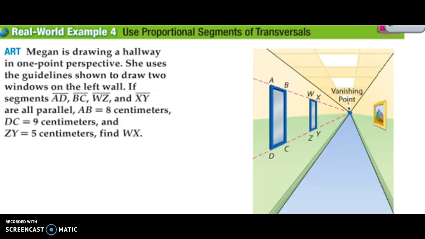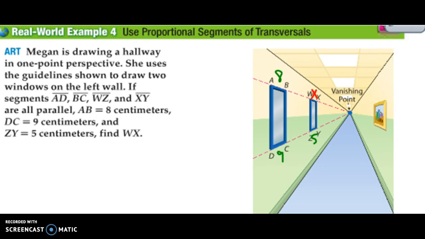So if I look at this example right here, example 4, it says Megan is drawing a hallway in 1-point perspective. She uses the guidelines shown to draw 2 windows on the left wall. If segments AD, BC, WZ, and XY are parallel, and AB is 8 centimeters, and DC is 9 centimeters, and ZY is 5 centimeters, find WX. So this just uses our corollary that we just talked about.